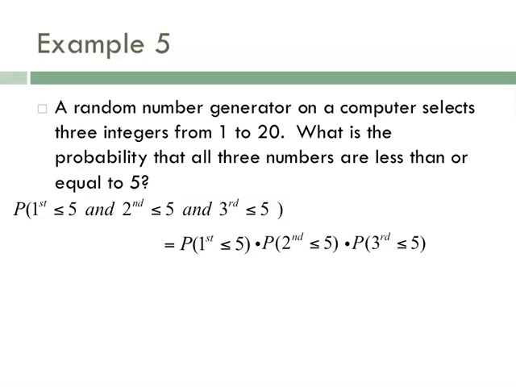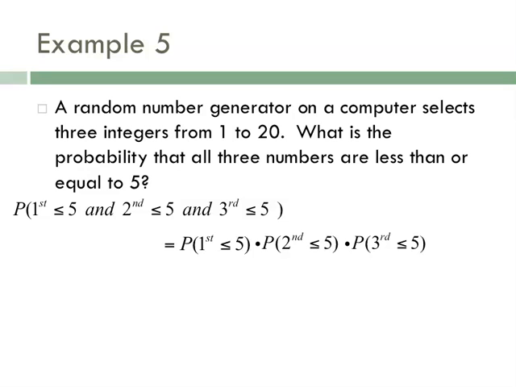Okay, now this works because these are 3 independent events. After you generate that first number, it doesn't affect how the computer selects the second number. It doesn't affect how the computer generates that third one. So these are all independent events.